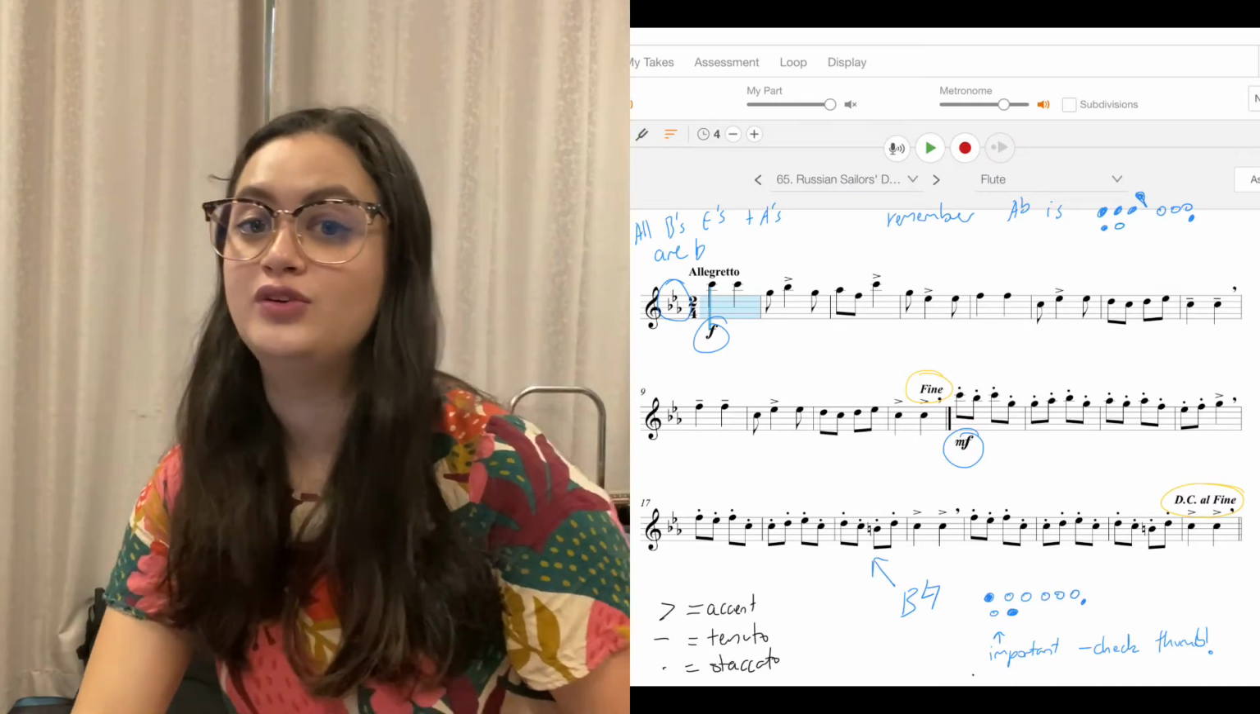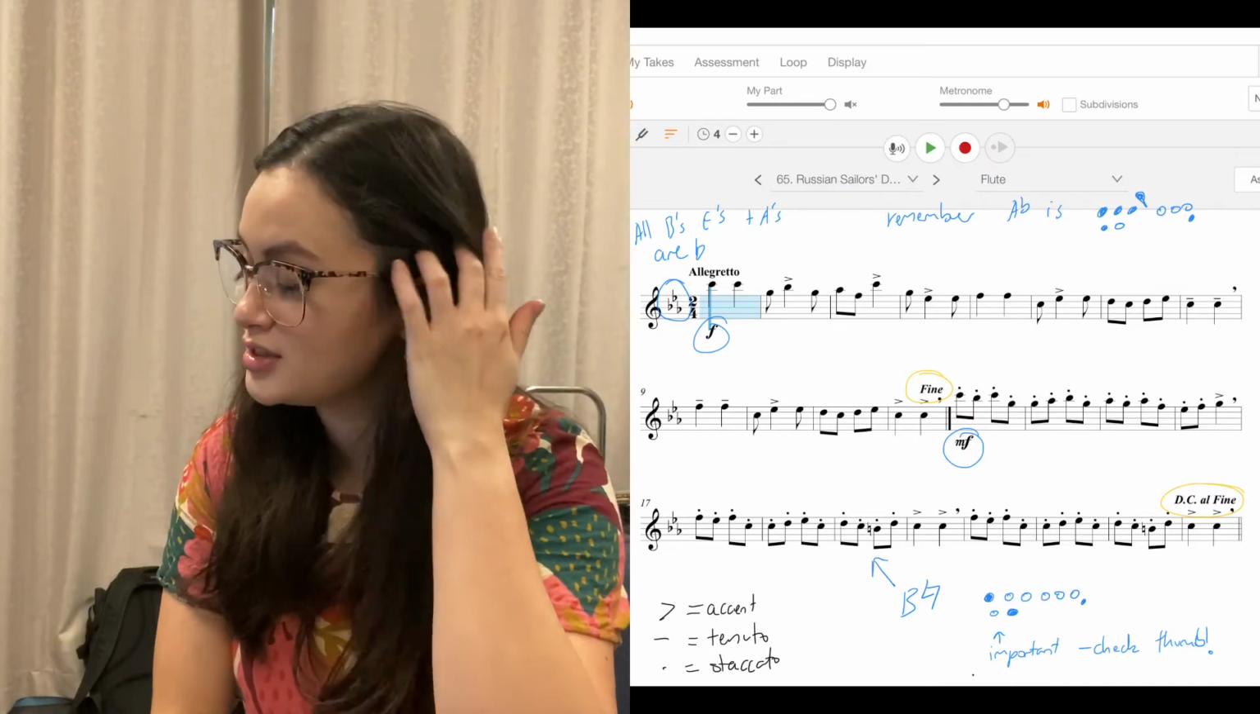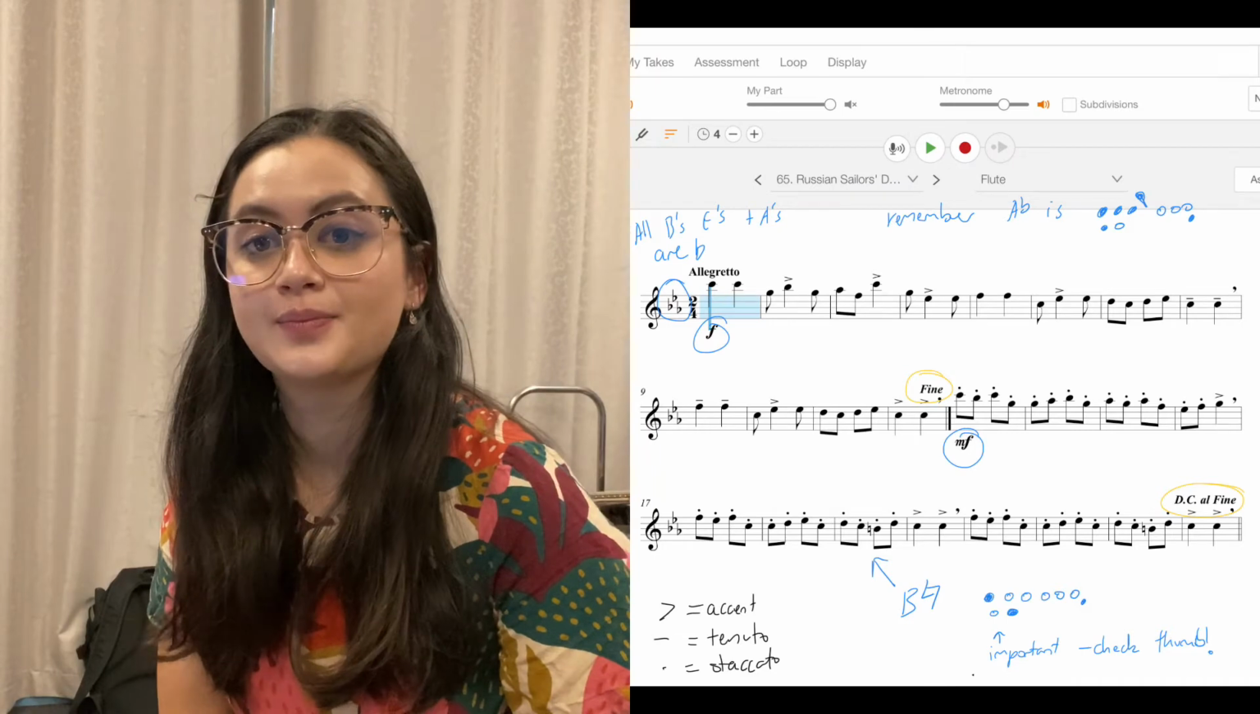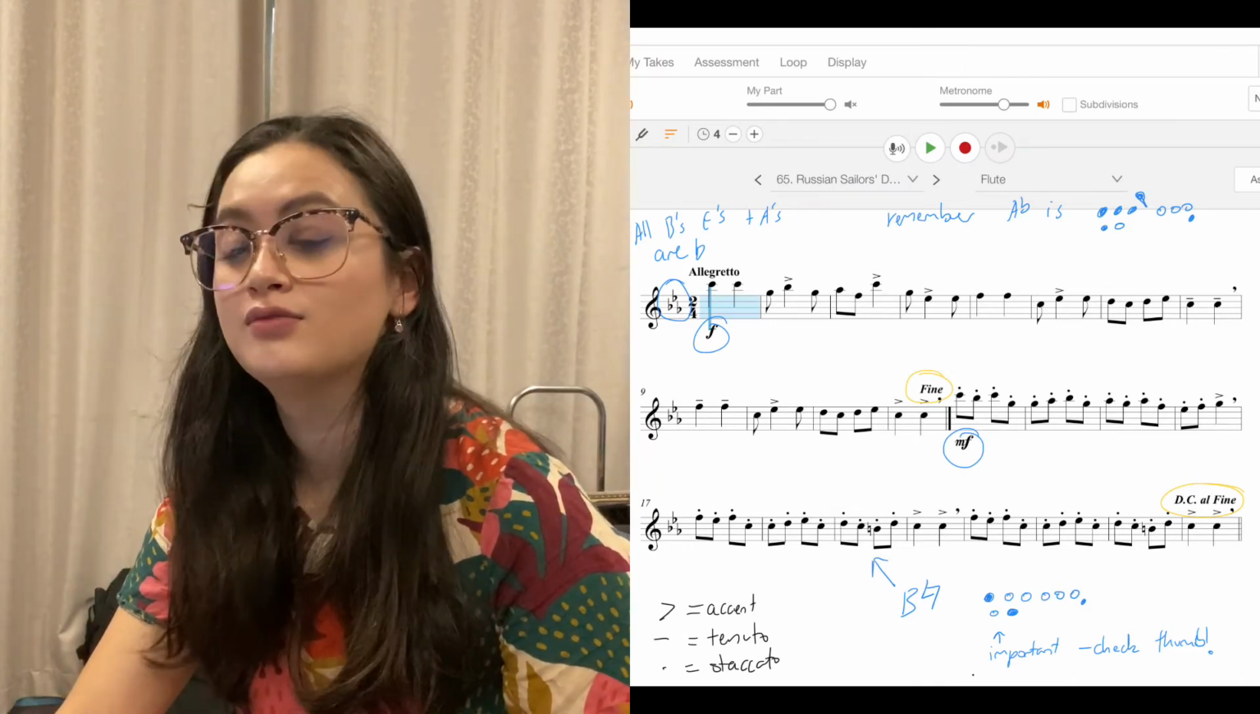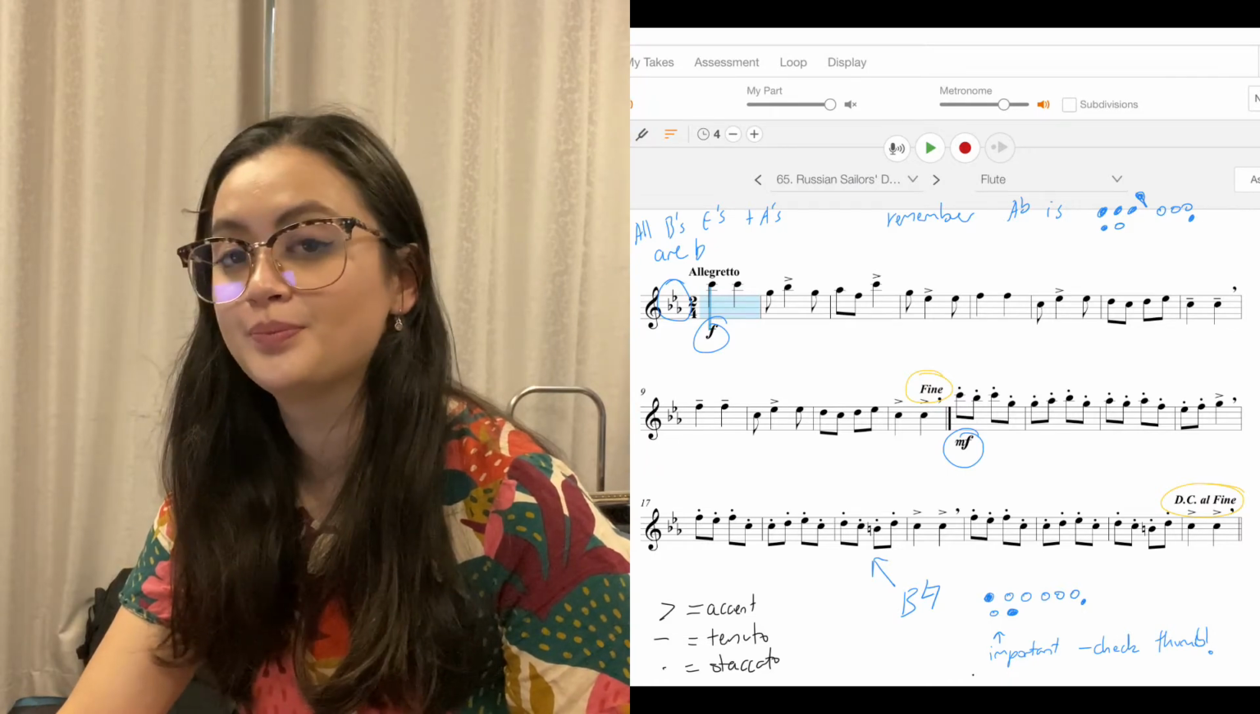Now see if you can recognize all of the road signs and what they mean in your music. So we have allegretto, fine, DCL fine, forte, mezzo forte.